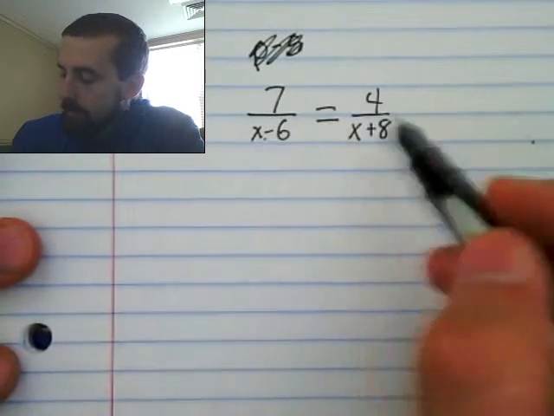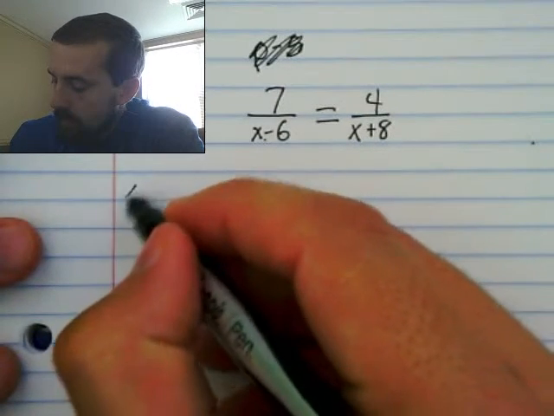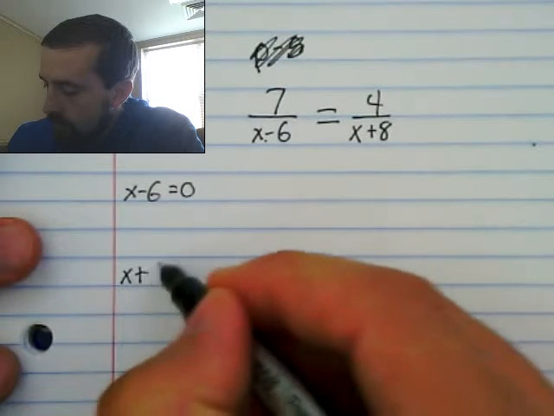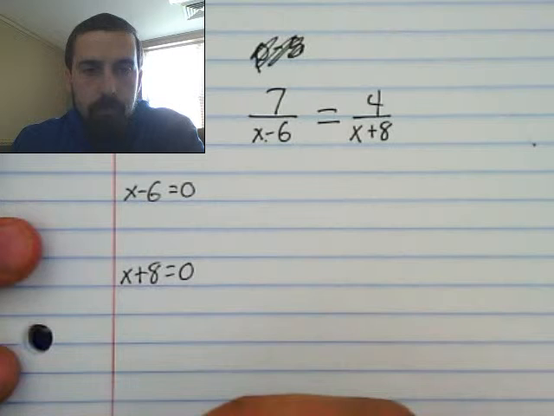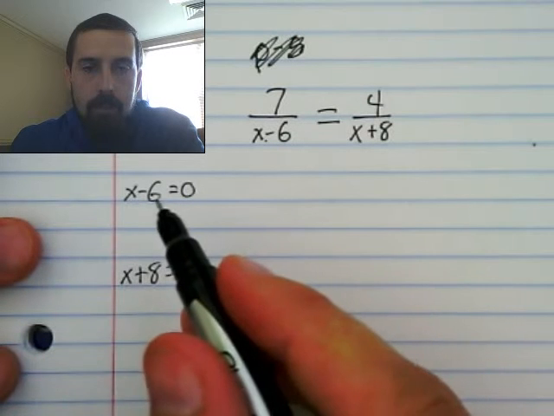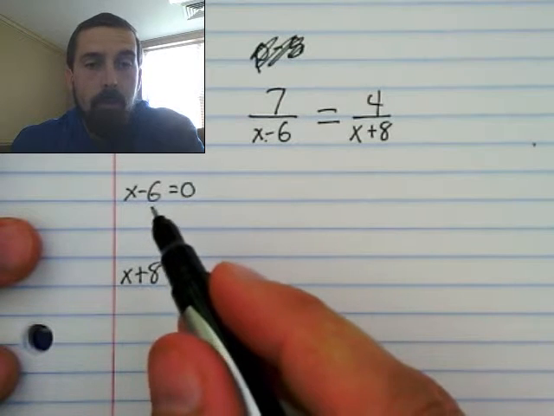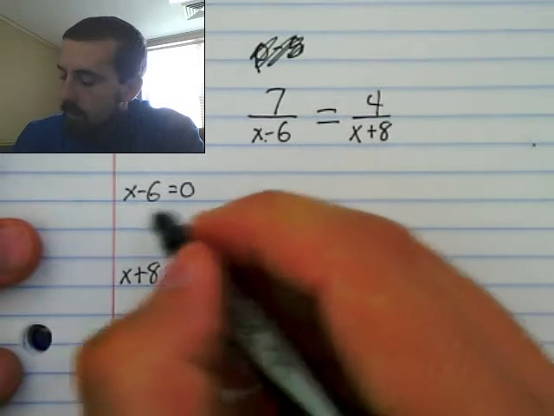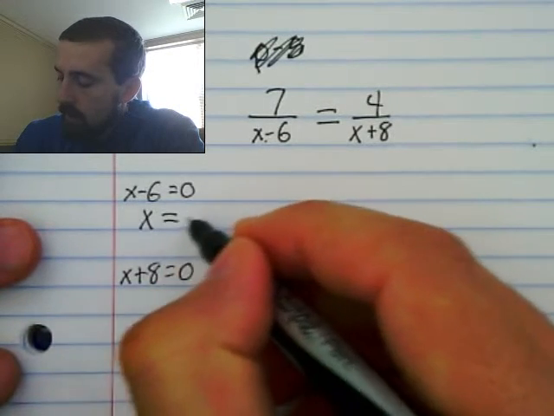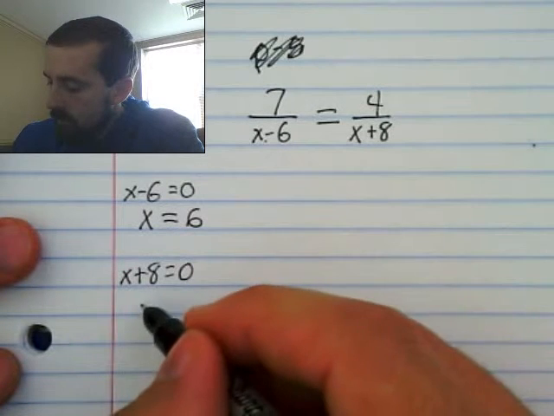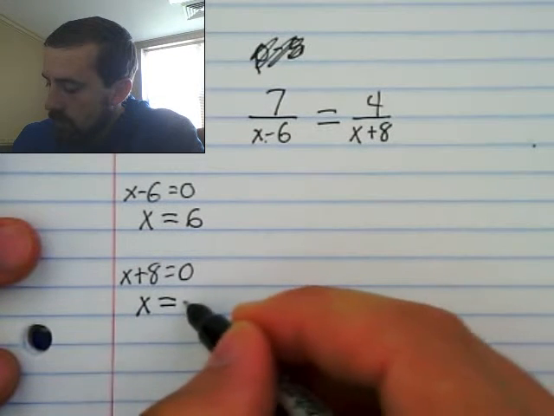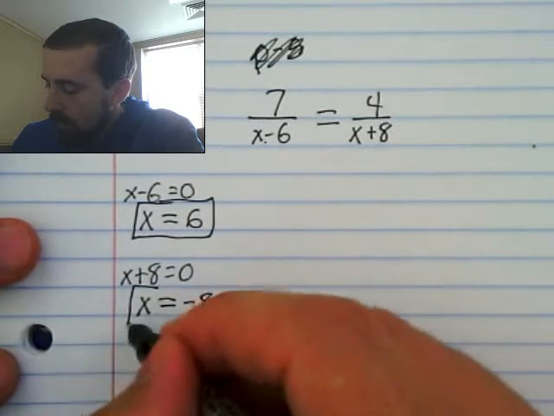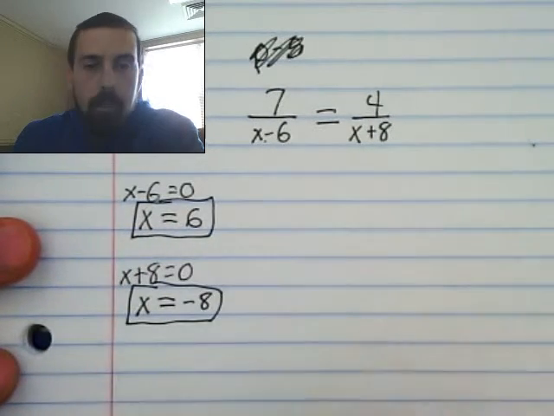So I'm going to go x minus 6 equals 0 and x plus 8 equals 0. Alright, so I set my denominators equal to 0 because they have a variable in them, which is perfect. So x minus 6 equals 0 is going to be x equals 6, and this is going to be x equals negative 8. So what do we know about x equaling 6 and x equaling negative 8?